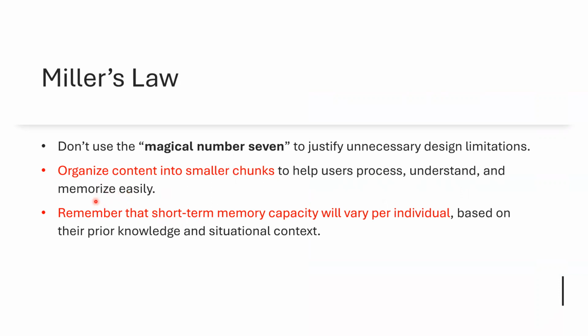So the idea is that the user cannot remember a very long list of numbers or a long list of information. So what we need to do is break it down into smaller pieces, or organize our content or information into smaller chunks, right? If it becomes a smaller chunk, then users can easily process, understand, and memorize it. Which is very applicable to credit card numbers, which are super long.